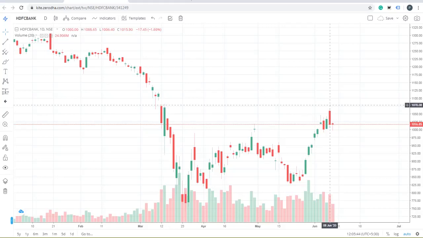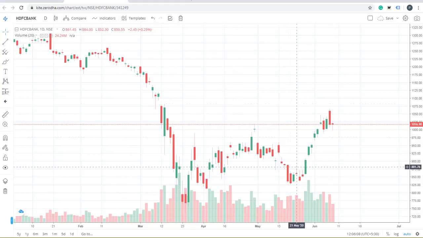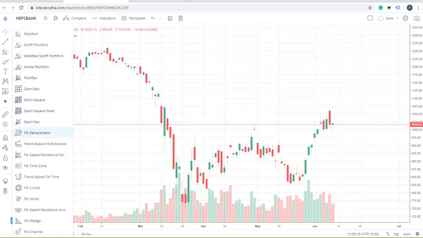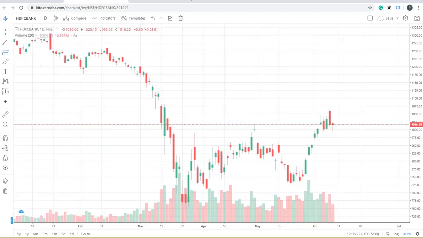Let's move on to charts, guys. You can use investing.com, tradingview.com, or if your broker provides the chart, you can use that as well. I am using Zerodha Kite. This is my broker, and he is providing these TradingView charts, so I can directly plot the patterns here itself. From here, you will find Fib retracement. We will see how to draw the Fibonacci retracement.